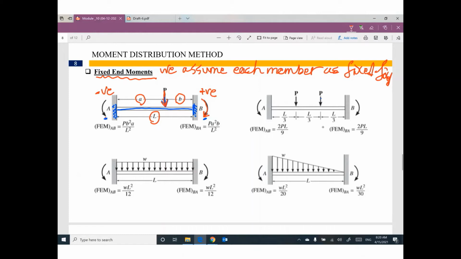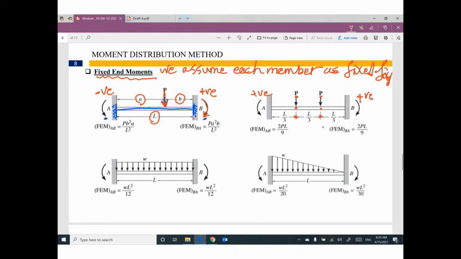If you have two concentrated loads at 1/3 and 1/3, be careful. Your concentrated loads are equal, P and P, at distances L divided by 3, L divided by 3, and L divided by 3, three equal spacings. The moments will be 2PL divided by 9 positive and 2PL divided by 9 positive.